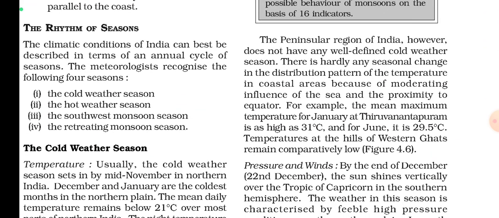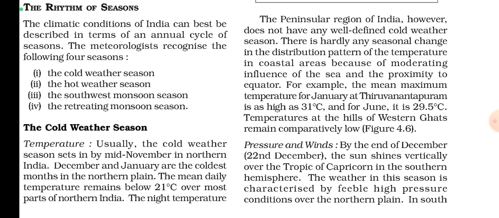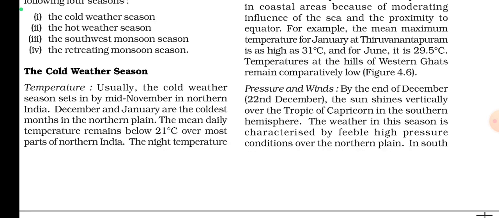The rhythm of seasons. The climatic conditions of India can best be described in terms of the annual cycle of seasons. The meteorologists recognize the following four seasons: cold weather, hot weather, southwest monsoon season, and retreating monsoon season. The cold weather season usually sets in by mid-November in northern India.